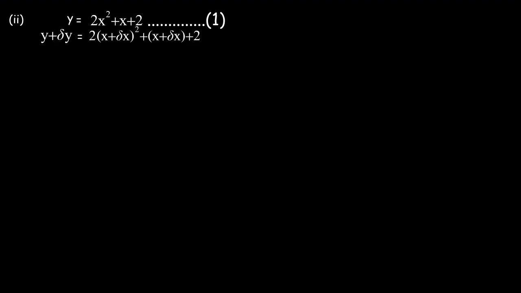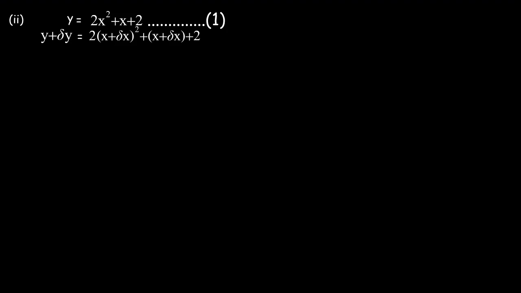For our example 2, y is equal to 2s squared plus s plus 2. This will be our equation 1. And we know that for every change in s, there is a corresponding change in y. So y plus delta y will be equal to 2 in brackets (s plus delta s) squared plus (s plus delta s) in brackets plus 2. That's everywhere we have s on the left hand side, we added plus delta s.